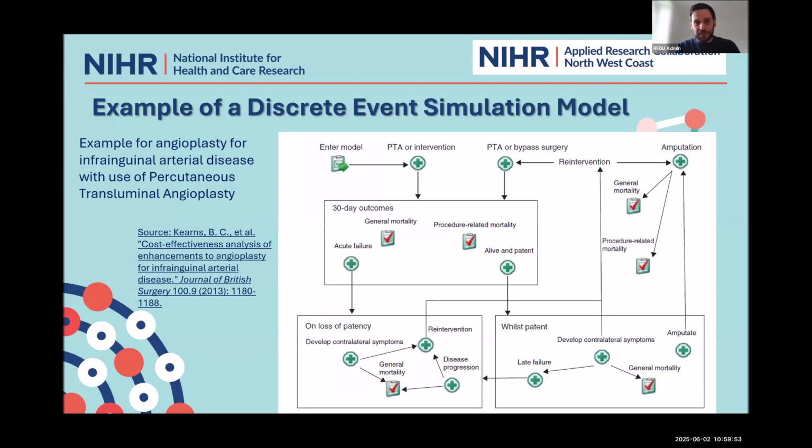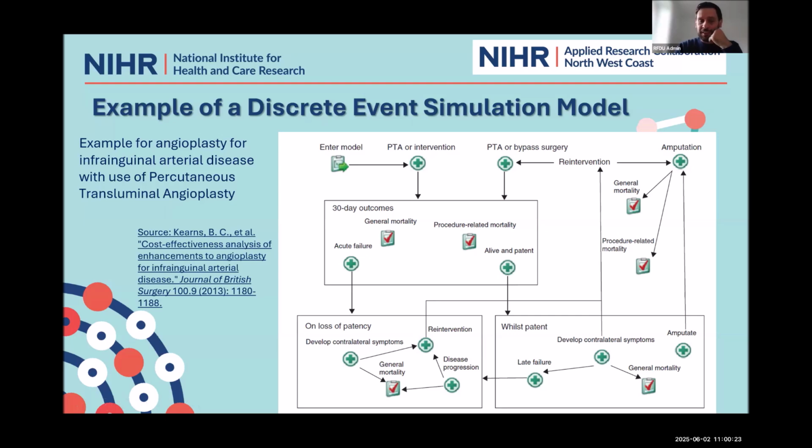And I'm going to conclude with this example, which is a discrete event simulation where things get even more complex, because rather than thinking of people as a cohort moving to different health states, here we are tracking individuals. So I'm not going to go into details into this example, but as an individual, you can enter a model and end up in different places in this specific discrete event simulation model.